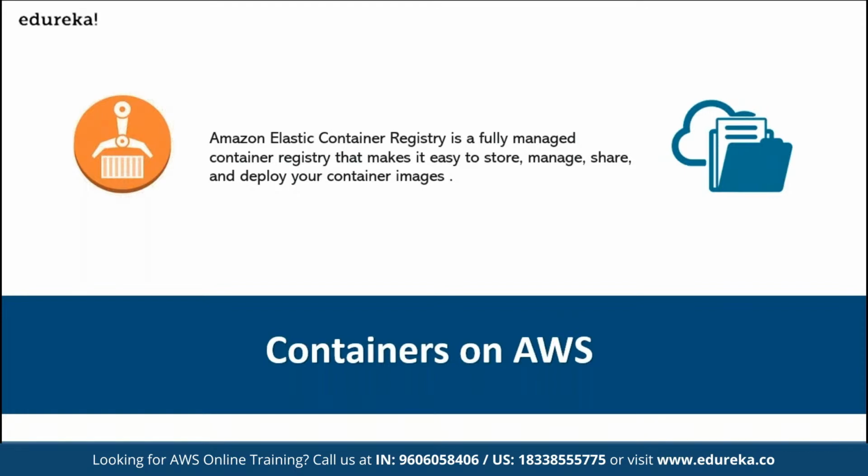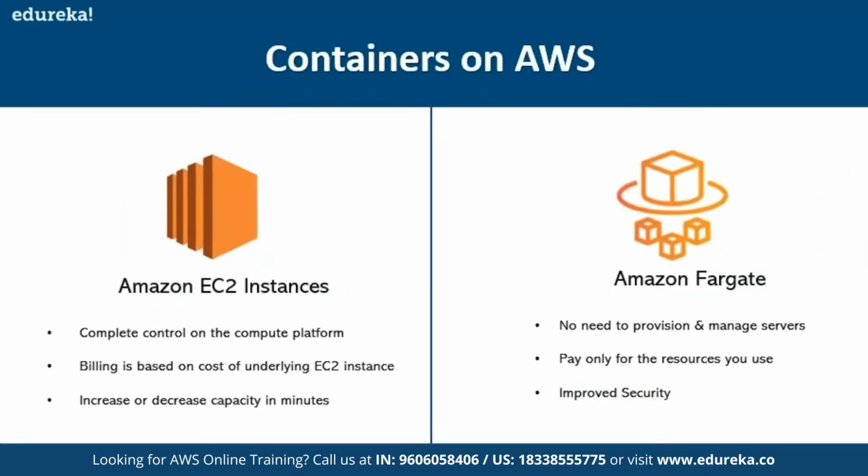Now we again see the difference between EC2 instances and Fargate. As I told you, EC2 is a virtual server. Once you are creating a containerization setup, you can have a server below that which will manage the entire space being utilized by the containers and the Docker platform. But suppose you do not want to get into the hassle of creating a virtual server, you can have a serverless technology which is called Fargate. So just read it out: for EC2 instances, it says complete control on the compute platform.